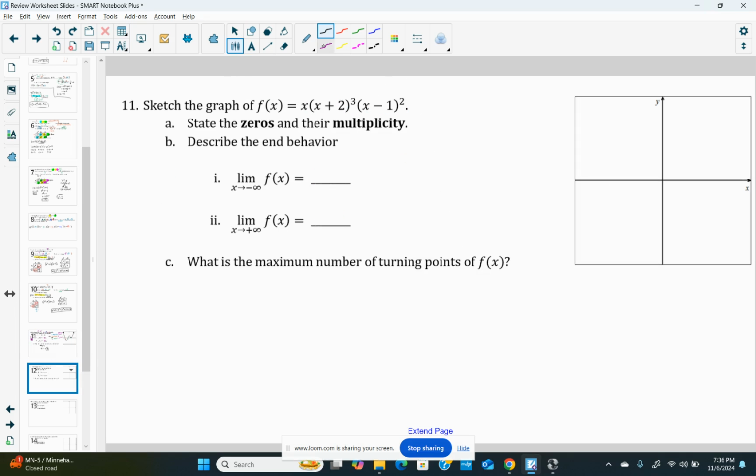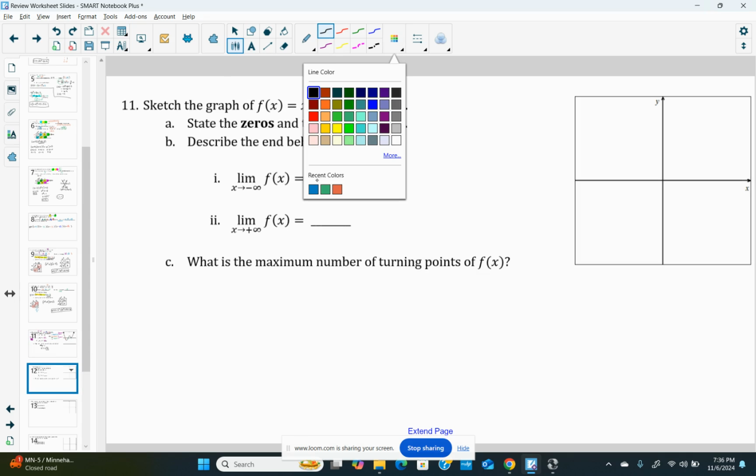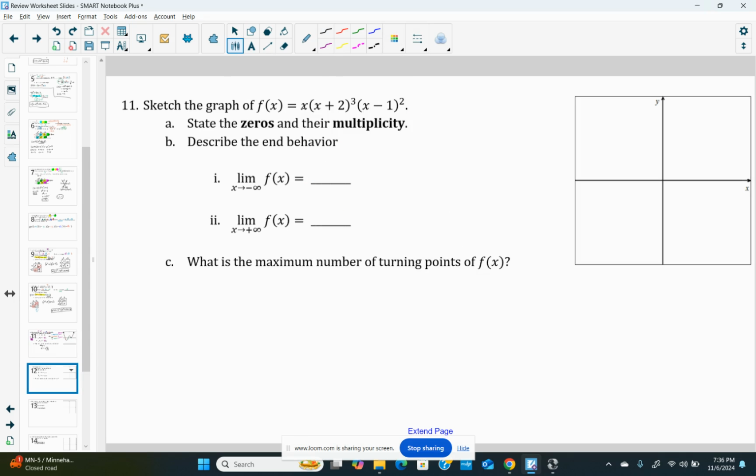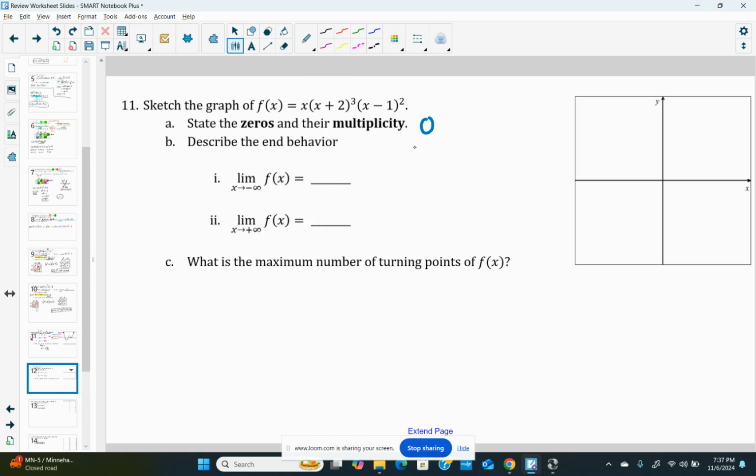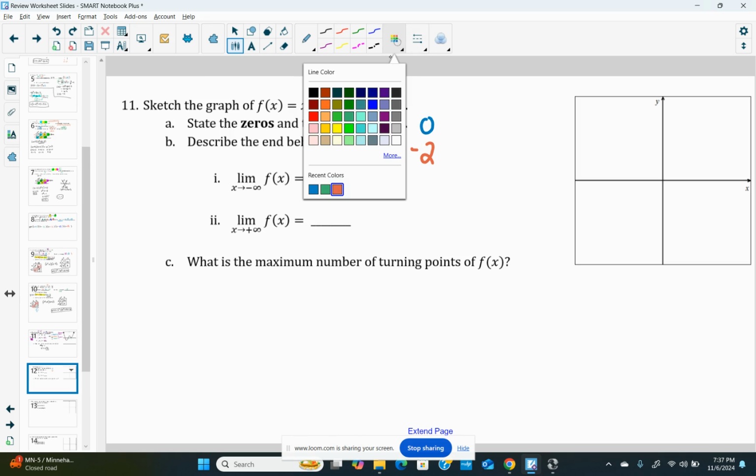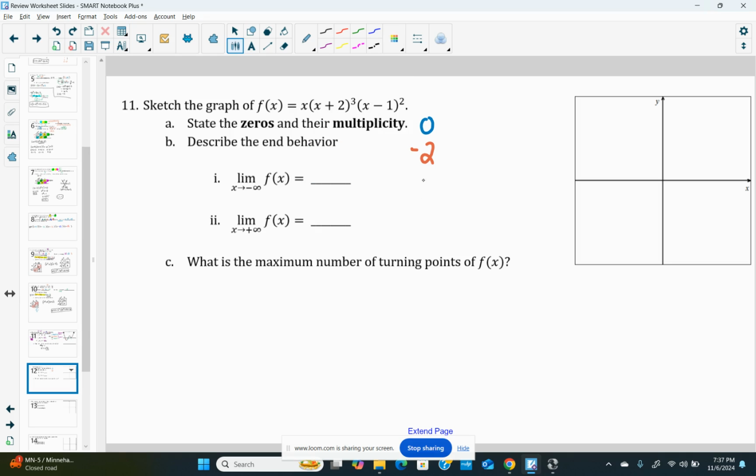Number 11, basically the same thing. So this first factor of x is a 0 of 0. Okay, so we've got a 0. And then we have -2. And then we have 1. Those are our zeros.